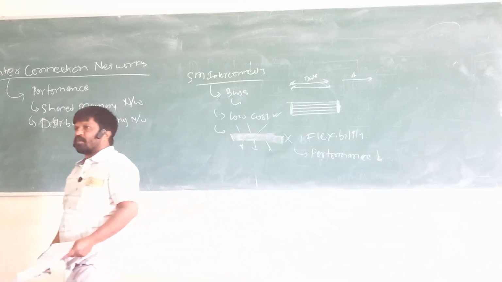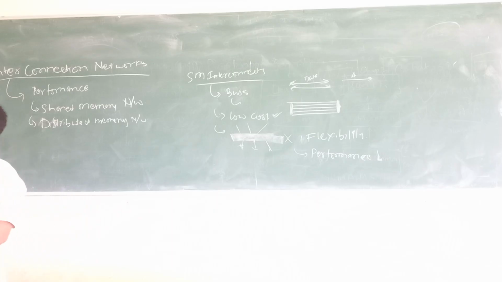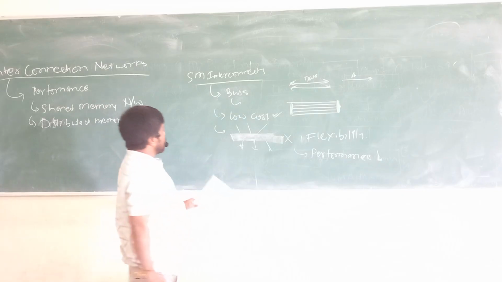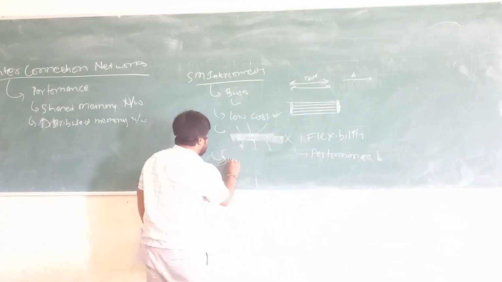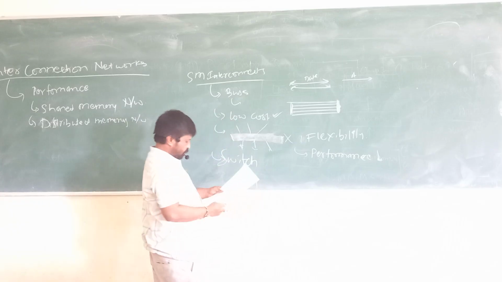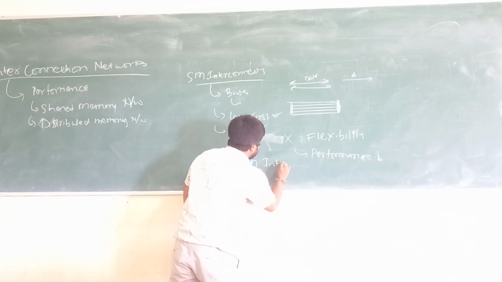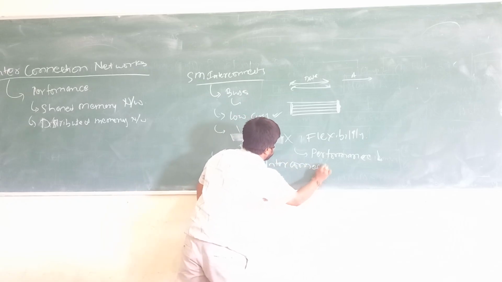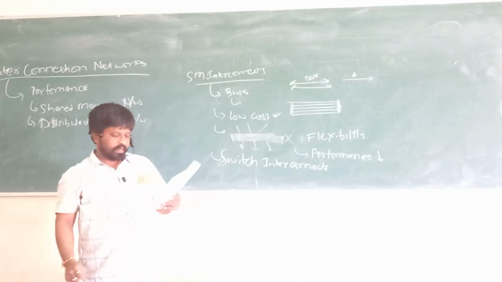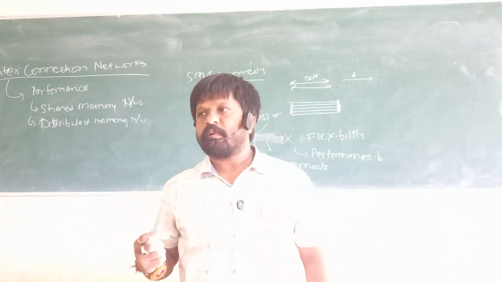Similarly, in order to connect a large number of cores, here we were connecting only 2 to 4 cores, using the buses. In order to communicate with more than 2 to 10 core processors, we will be using switched interconnect networks, okay. Instead of using buses, I'll be using switch networks, switch interconnects.